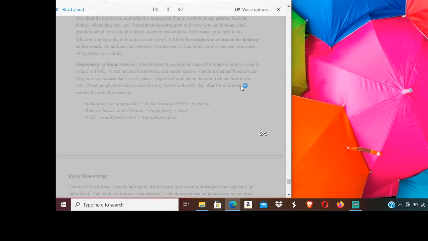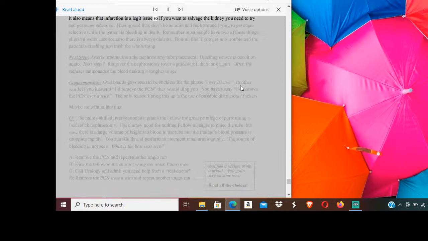525. Renal hemorrhage. Trauma to the kidney, usually iatrogenic from biopsy or diversion procedure, can typically be embolized. The renal arteries are end arteries, which means that collaterals are not an issue. It also means that infarction is a legit issue, so if you want to salvage the kidney you need to try and get super selective.